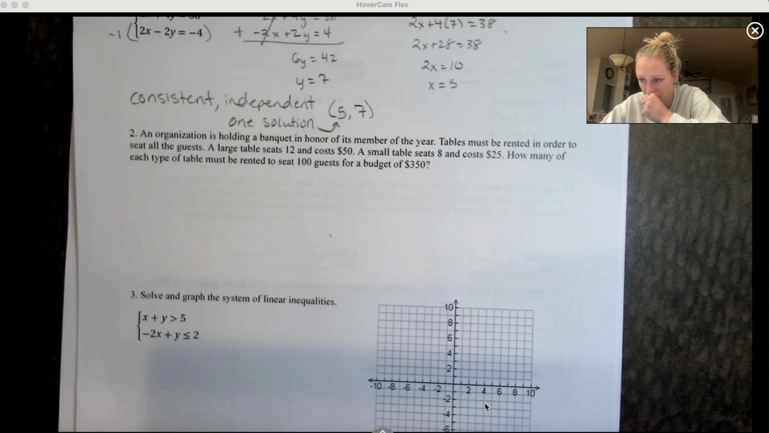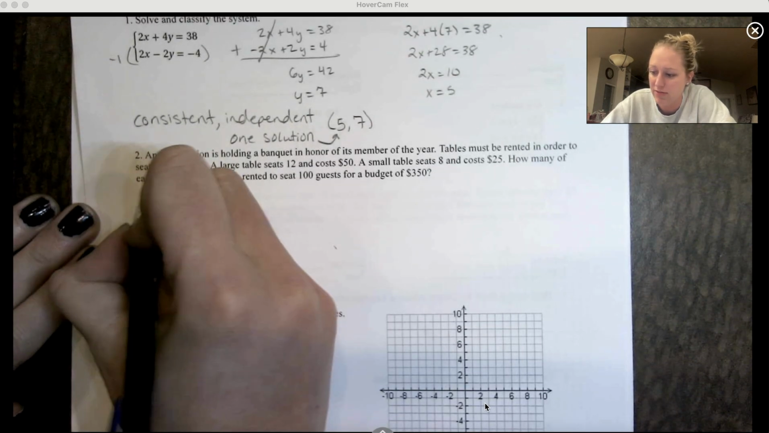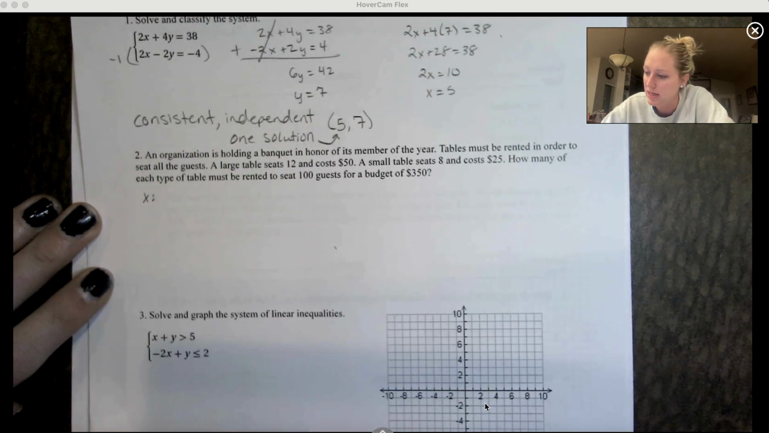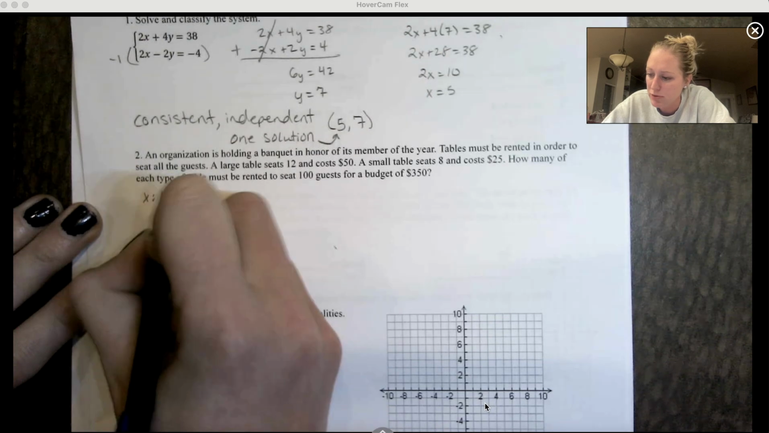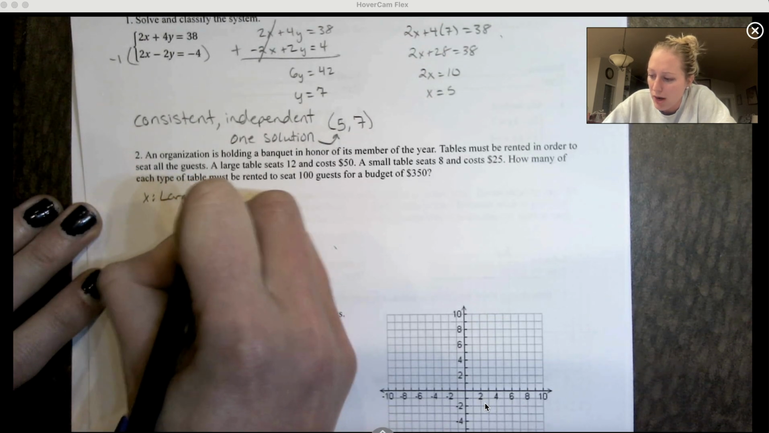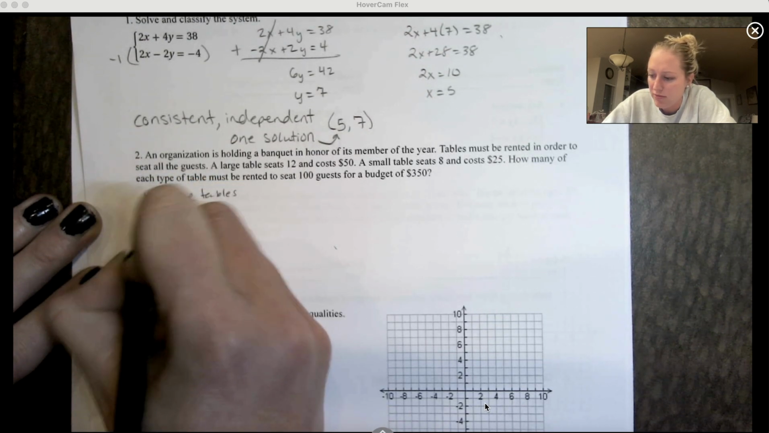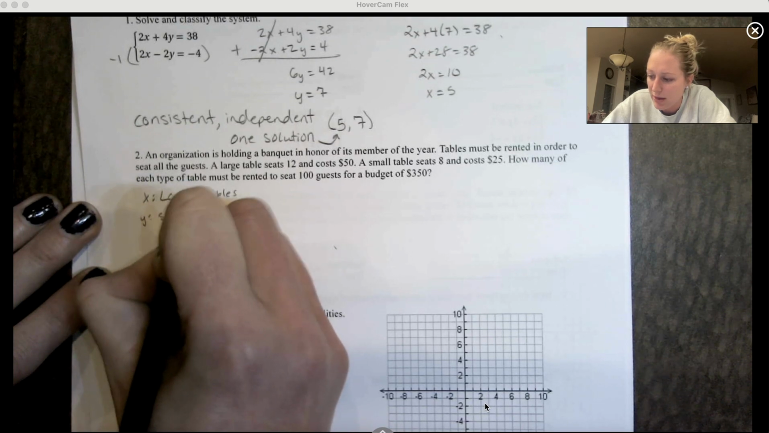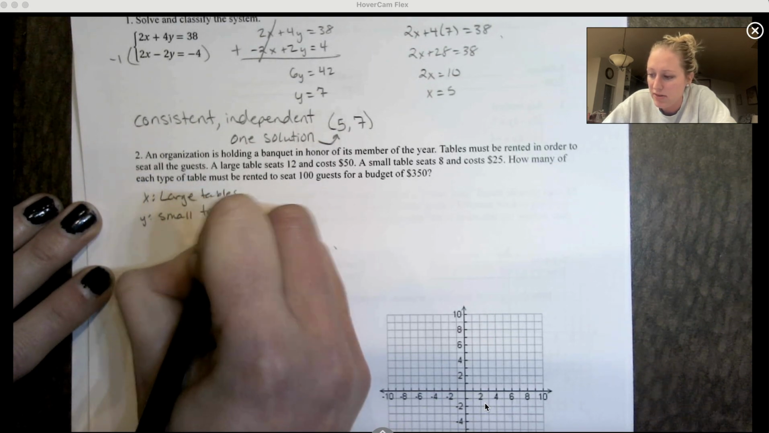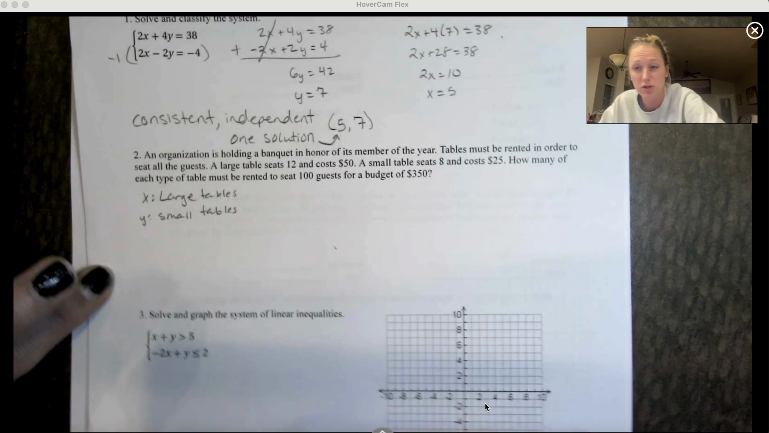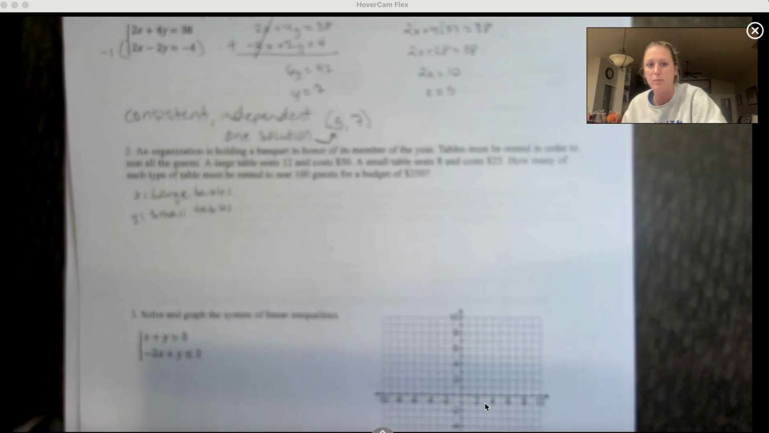Okay, so we're going to identify our variables. I'm going to make x be the large tables and y be the small tables. How I knew to make the variables for the tables is the question. It asks how many of each type of table. So that's what we're looking for. That's what I'm going to make my variables represent.